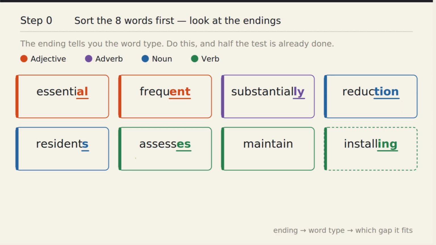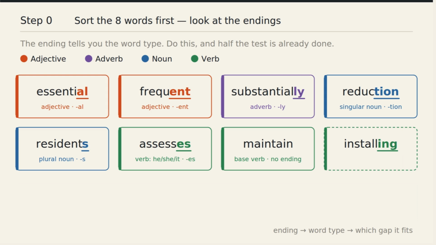Right, now let's sort our 8 options. And watch how quickly this goes. Essential ends in al, adjective. Frequent, ent, adjective. Substantially, ly, adverb. Reduction, tion, noun. Residence, noun. Assesses, that's a verb. And maintain, verb. And finally, outstanding.